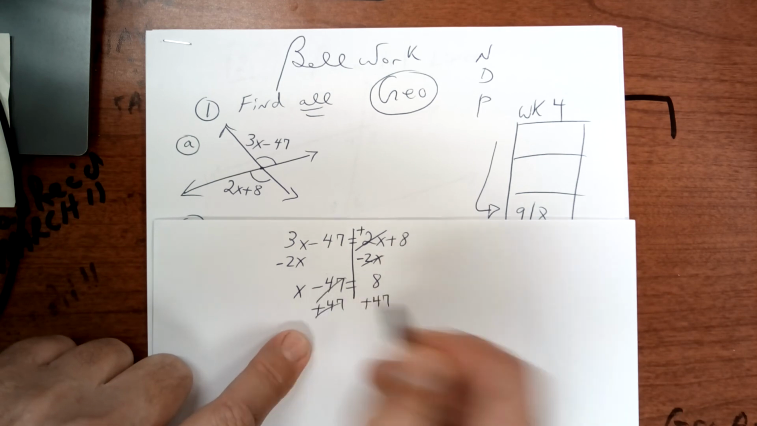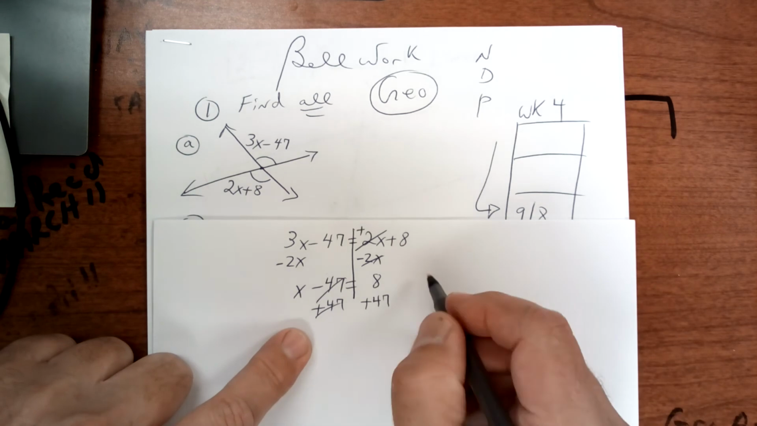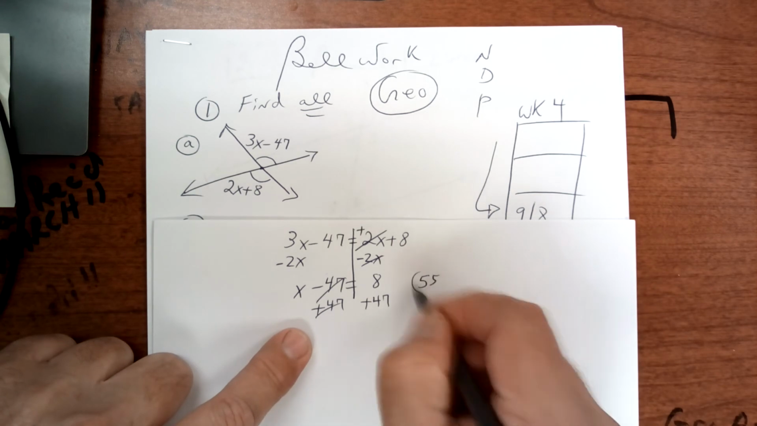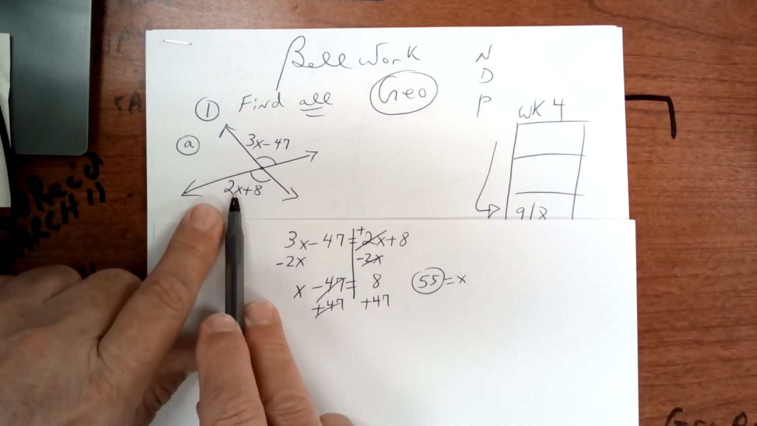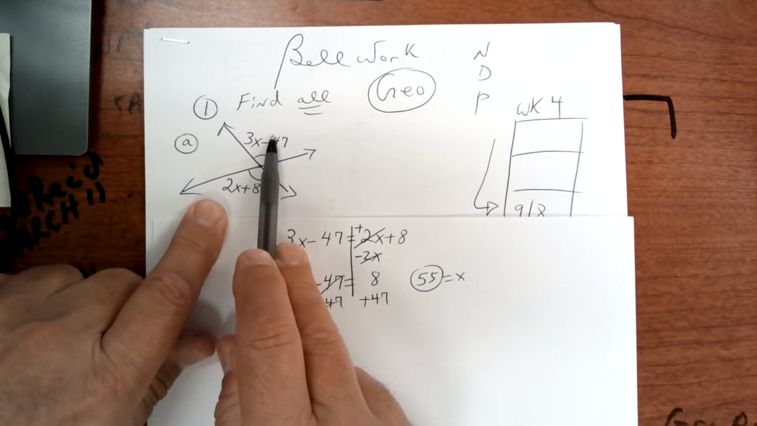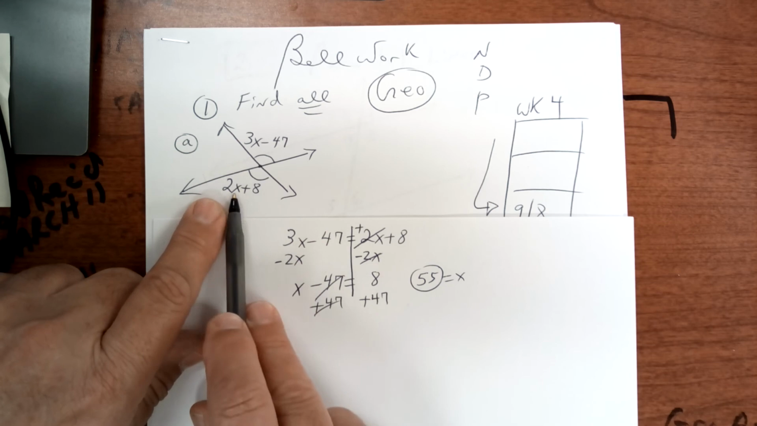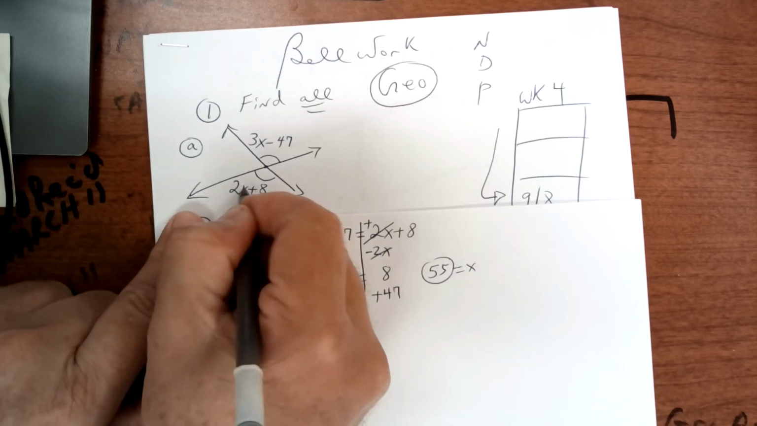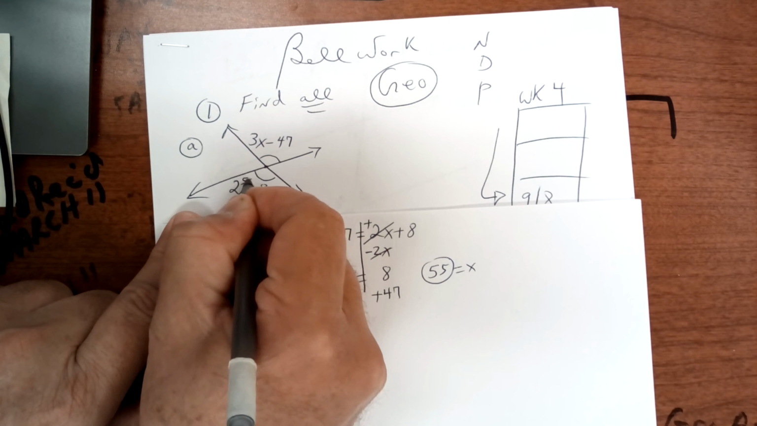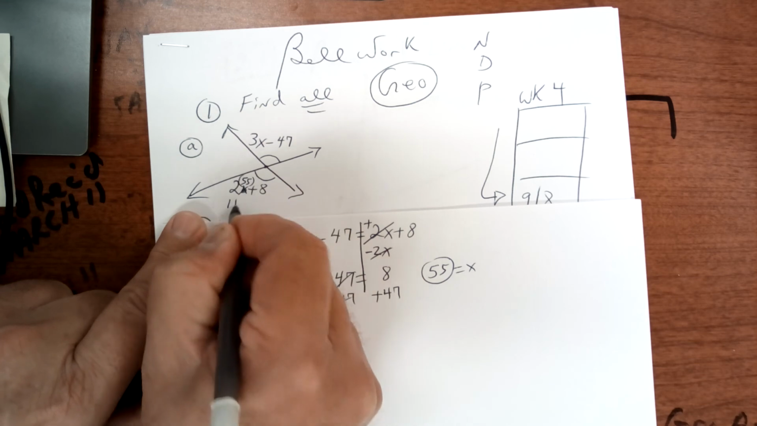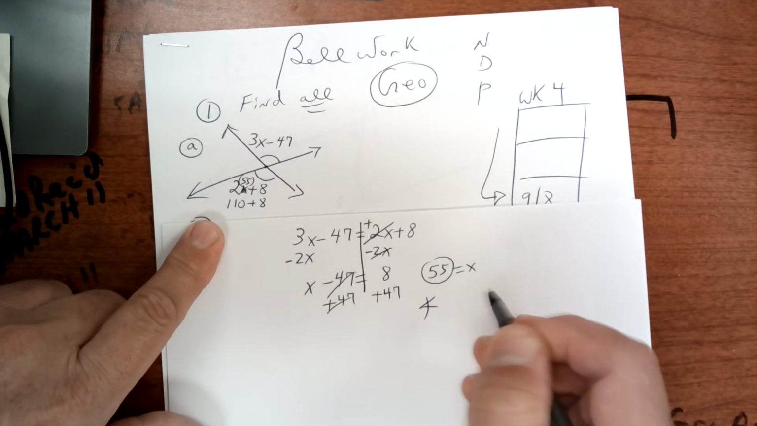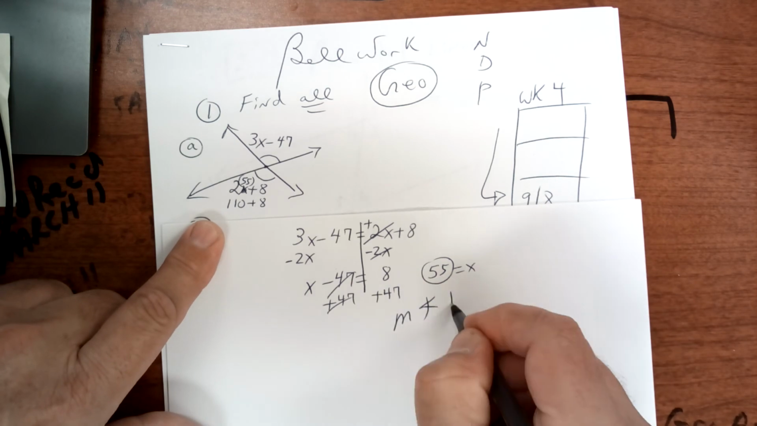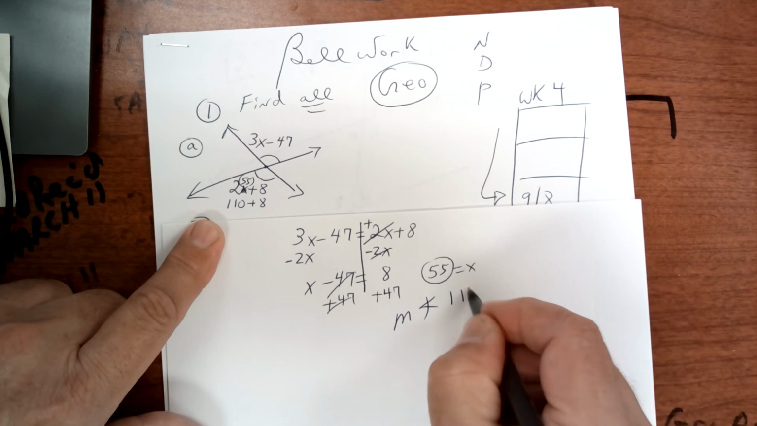When you do that, I think that's 55. You can check it on your calculator. So that is what x is equal to. But to find the angles, you got to substitute into either one of these. I think this one's easier. So I'm going to scratch out the x and put 2 times 55, which I think is 110, plus 8. So I'm going to say each angle measures 118 degrees. And there it is.